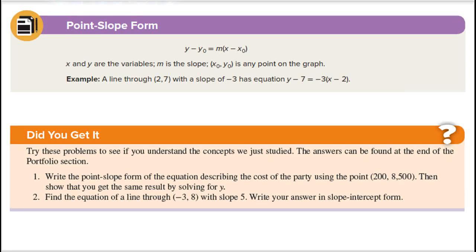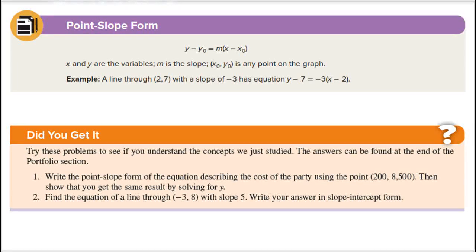Instead of calling it y and y1, x and x1, we call it y and y0, x and x0, where x0 and y0 are one of the points that you're given. Example, a line through the point 2, 7 with a slope of -3 has the equation y minus 7 equals -3 times x minus 2.